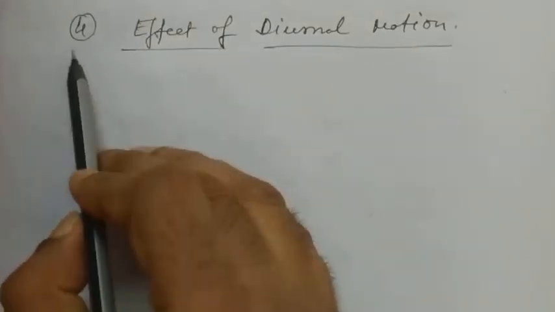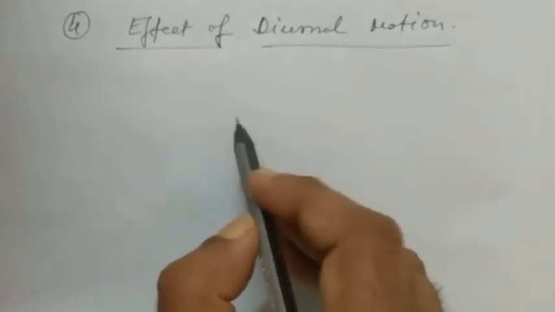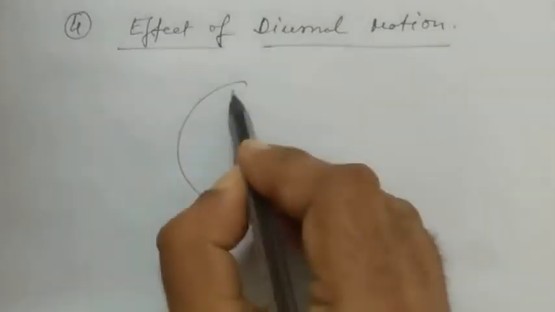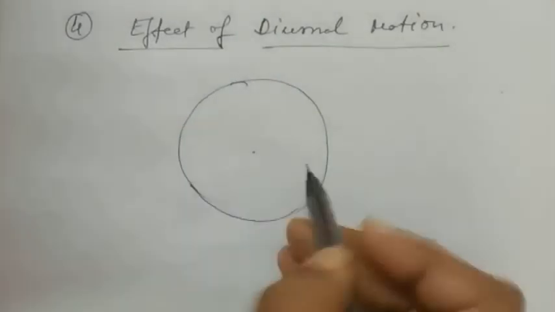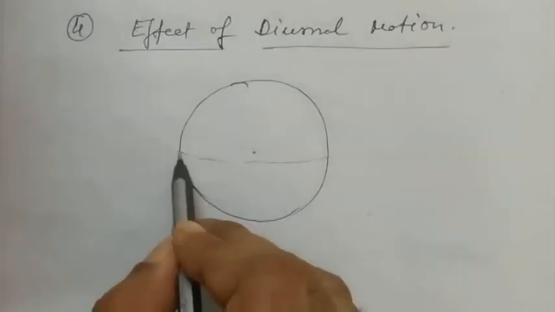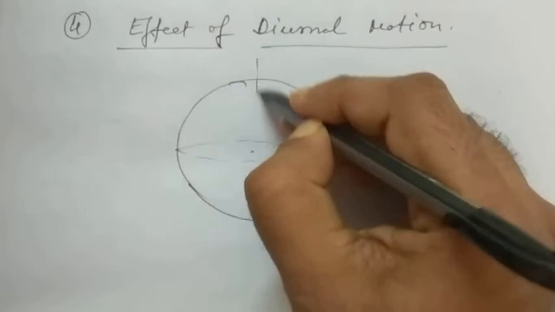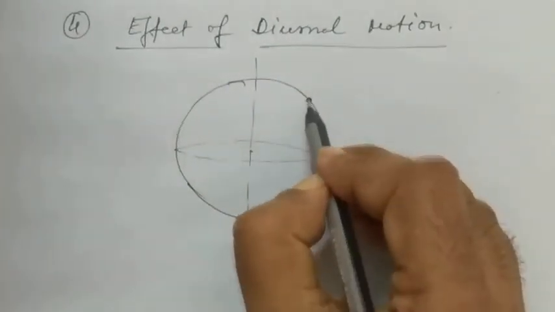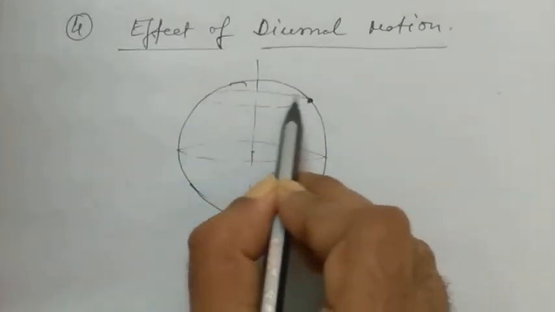The fourth aspect, that is the effect of the diurnal motion. Now you have to understand the diagram very well. This is the earth, center of the earth. This is the equatorial line. If we take a particle to be here, now the axis passes through the center. If we take the particle to be here, then this particle is rotating in a circle like this.